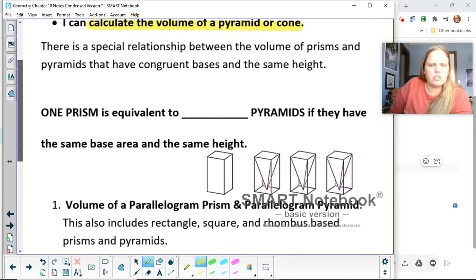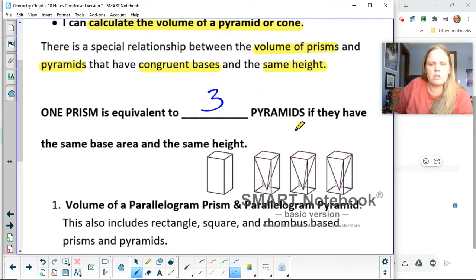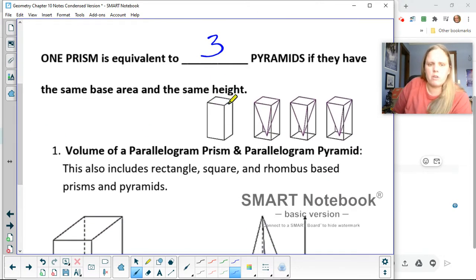There is a special relationship between the volumes of prisms and pyramids that have congruent bases and the same height. And that relationship is that one prism is equal to 3 pyramids if they have the same base and the same height. So here you can see we've got one rectangular prism. If I were to take that same rectangular base and make a pyramid out of it, 3 of those pyramids together is going to equal the full volume of the prism itself.